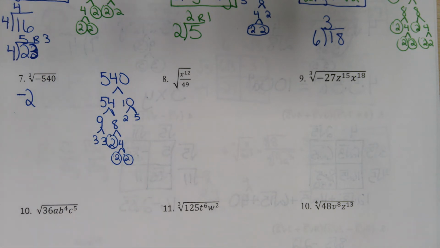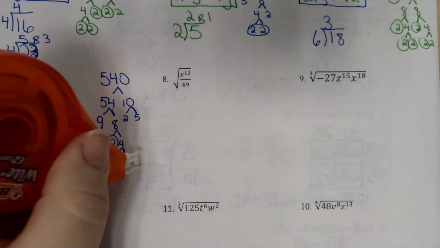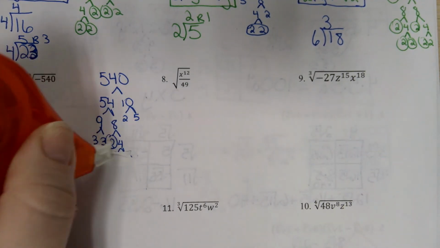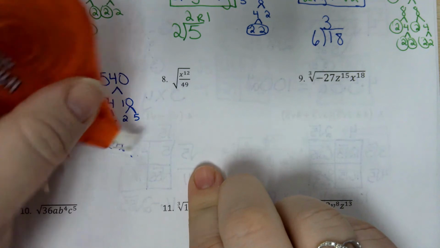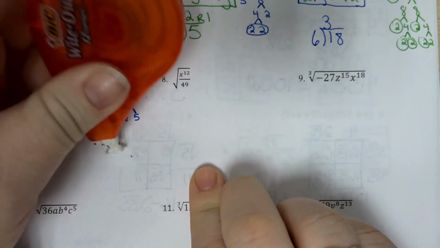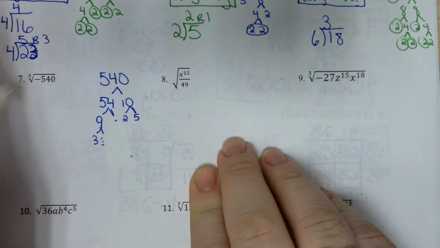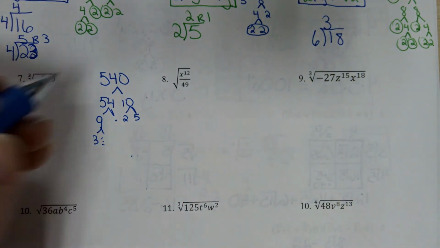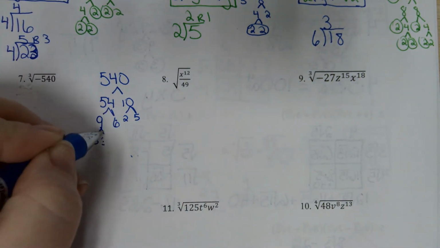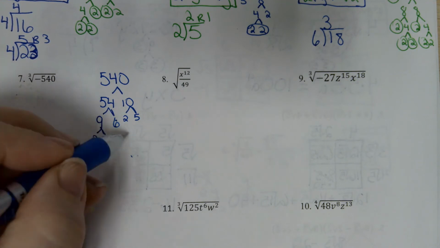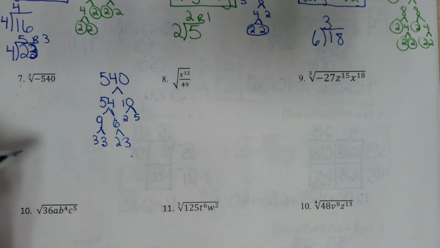Sorry, it's not 9 and 8. That's my bad. Should have been 9 and 6. My apologies. So we'll just back up a little bit to our factor tree. We have 9 and 6. Then 2 and 3. Much better.